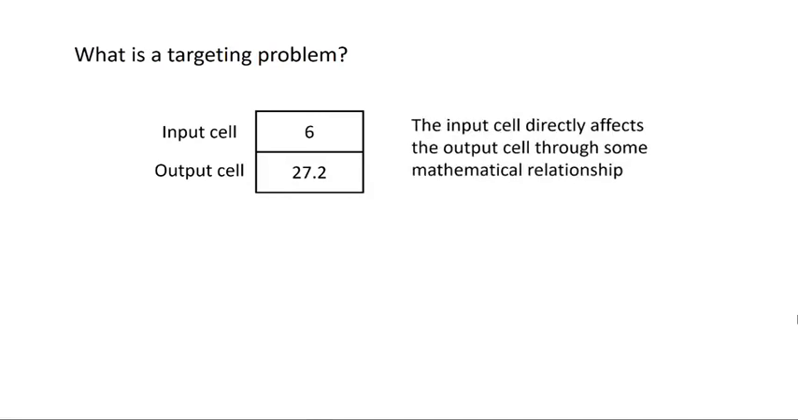So the input cell directly affects the output cell through some sort of mathematical relationship. And it doesn't have to be a simple formula. It doesn't have to be a direct formula. It can be through a bunch of different linked cells on the spreadsheet. But in general, we have an x, and we're going to call that our input. And we have an output, which we're going to say is a function of x. So f of x.